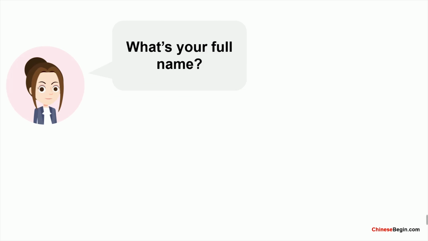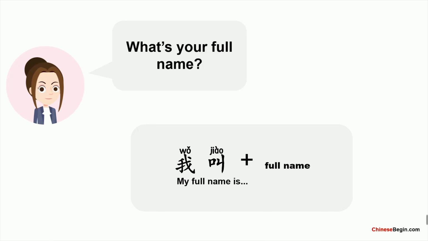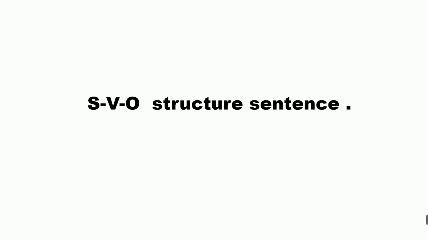So, what's your full name? Try to introduce your full name in Chinese. Great! You can say 我叫, then add your full name. So, we learned two ways to introduce a name in Chinese. Now, let's look at the sentence structure of them.